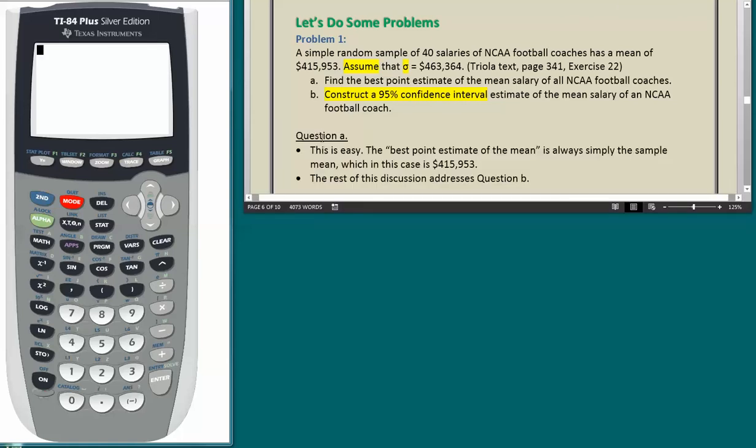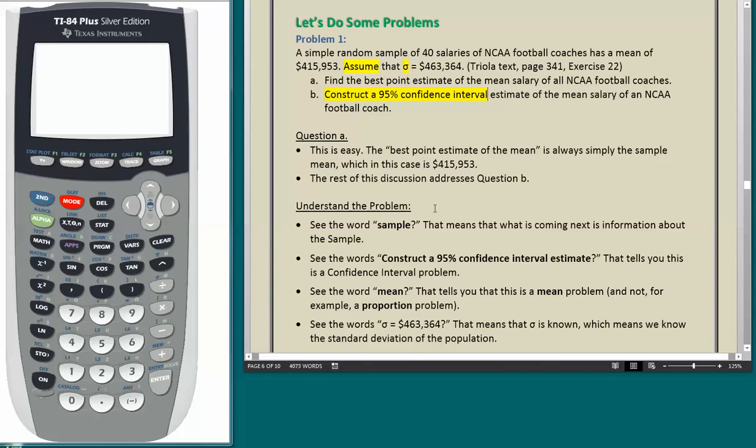So question A, we're just going to address question A right now, and it won't take long. This is easy. The best point estimate of the mean is always simply the sample mean, which in this case is $415,953. So the best point estimate is the sample mean. We could write x bar in there, is this amount of money. That's it. It's as simple as that. The rest of this discussion will address question B.